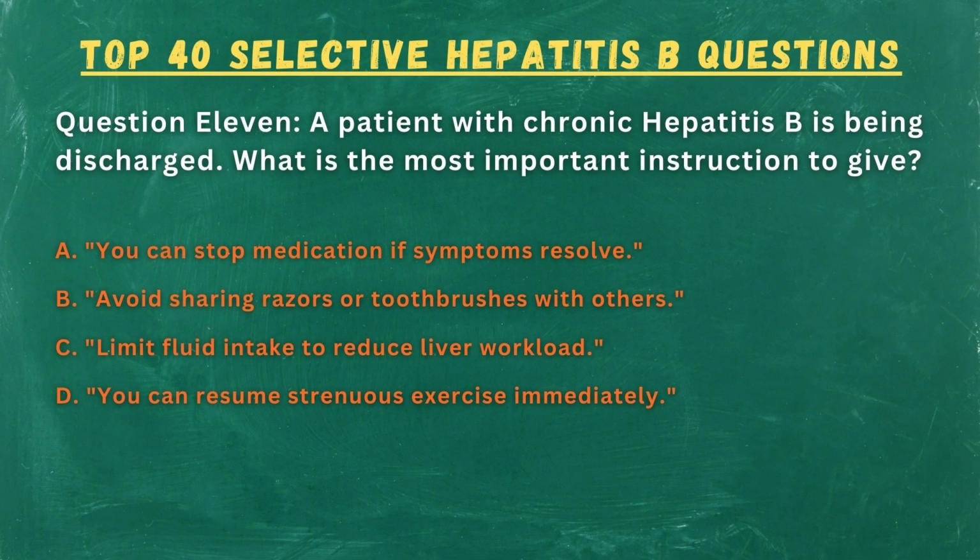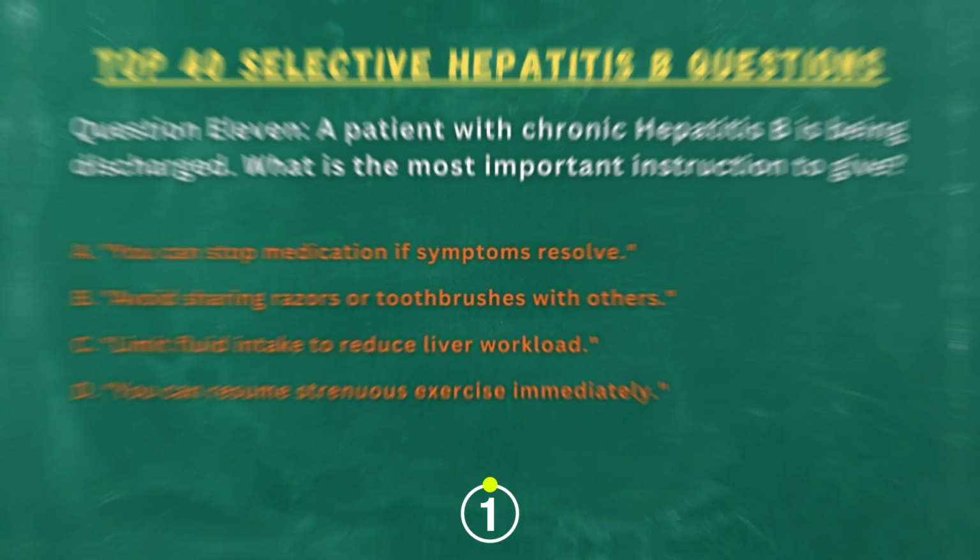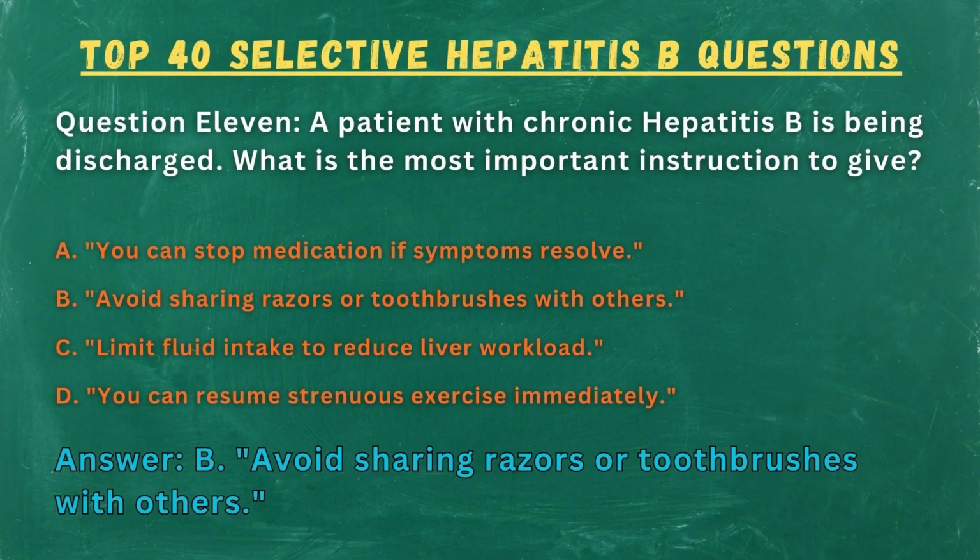Question 11. A patient with chronic hepatitis B is being discharged. What is the most important instruction to give? A. You can stop medication if symptoms resolve. B. Avoid sharing razors or toothbrushes with others. C. Limit fluid intake to reduce liver workload. D. You can resume strenuous exercise immediately. Answer: B. Avoid sharing razors or toothbrushes with others.